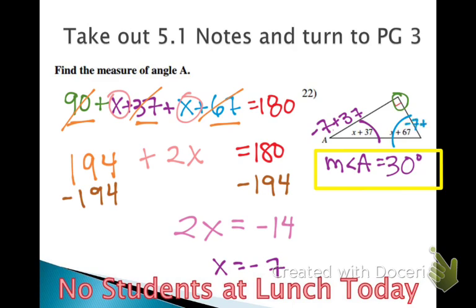A way you could check this is plugging it in everywhere. You could plug it in over here. Negative 7 plus 67 makes 60. What's 60 plus 30? 90. And then plus 90 is 180.